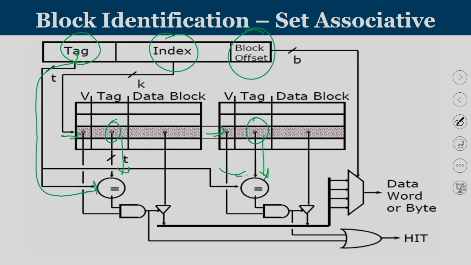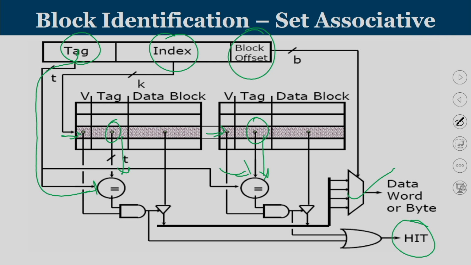It is also compared here. It will be valid only in one case, so wherever it is valid. If it is valid, or if the tag is matching in at least one of the locations, then we call it a hit. Once it is a hit, using the offset of that corresponding block where the tag match happened, the data is extracted. That is called set associative.